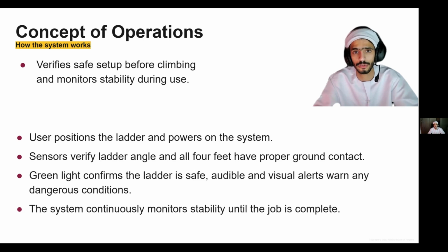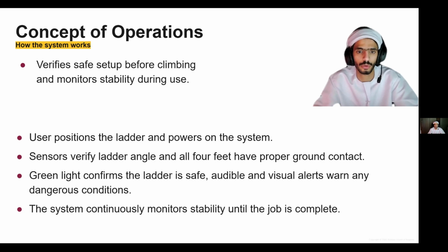If the ladder is on uneven ground or positioned at the wrong angle, the system immediately alerts the user using warning lights and audible alarms. This allows the ladder to be repositioned before anyone climbs to prevent any falls.